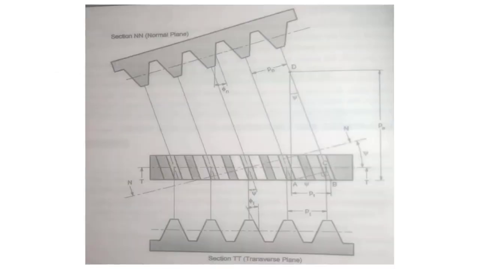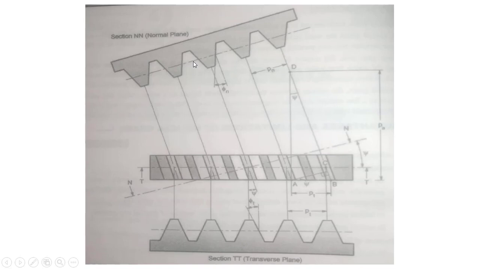For that, we are using a helical gear and its cross sections. The first one is the transverse plane, and the second one is the normal plane. Transverse plane sections are cut in this direction, and normal plane sections are cut normal to the teeth.